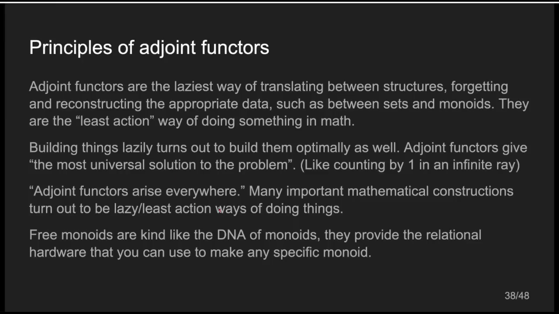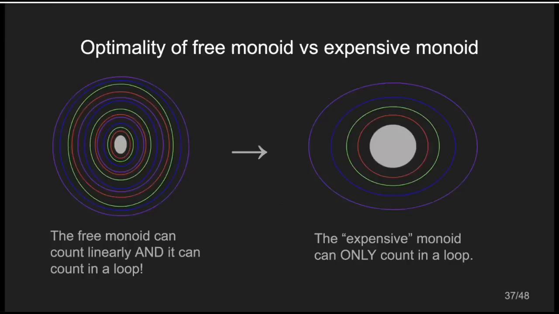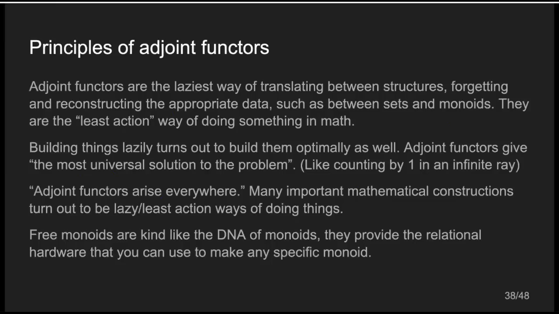And I don't know much biology, but it just kind of seems to me that free monoids are kind of like the DNA of monoids. They give you the relational structure to do all different kinds of counting: linear counting, looping counting, all kinds of different patterns. So we have the relational hardware to build any specific monoid if we want to.